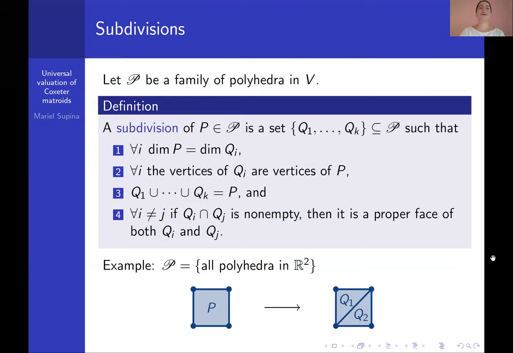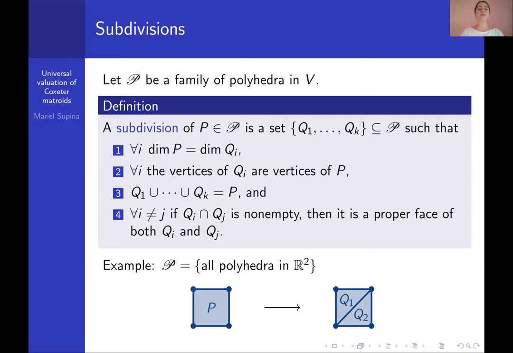So I want to start by talking about subdivisions of polyhedra. So throughout the talk, we'll be working with various families of polyhedra that live in some vector space V. So here, script P is going to be some family of polyhedra, and later we'll specialize this to be generalized permutahedra or deformations of polytopes or matroids, and I'll get into that. But for now, it's just any family of polyhedra that you want.